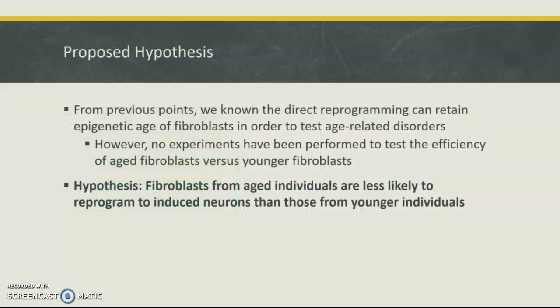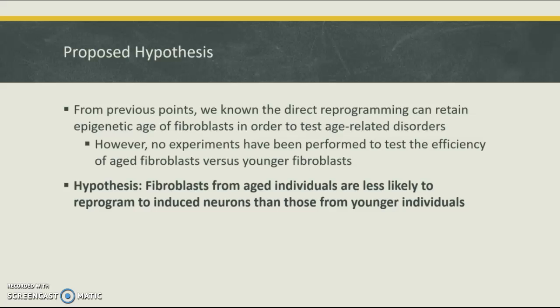In a rough conclusion, the experiments performed in this study showed that you can increase the efficiency and accuracy of direct reprogramming of fibroblasts into induced neurons. At the beginning of this presentation, I mentioned that the study could be used to test age-related disorders. This is due to the unique ability of direct reprogramming to maintain epigenetic age of fibroblasts in cells. However, there were no experiments performed in this study that directly looked at any age-related disorders. However, I believe before you can test age-related disorders, my hypothesis first needs to be tested.